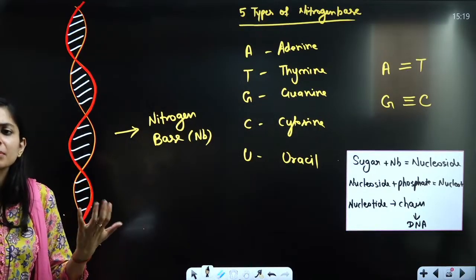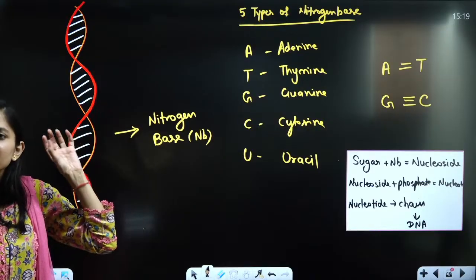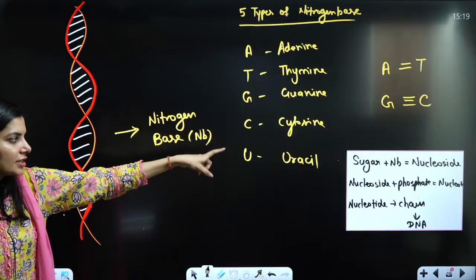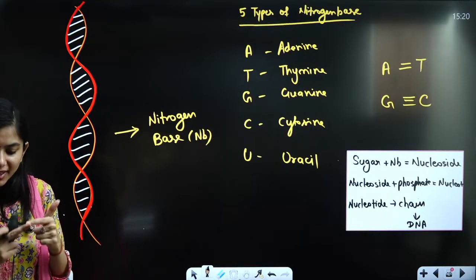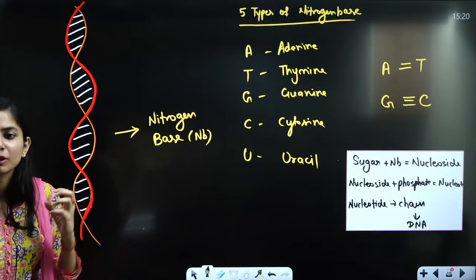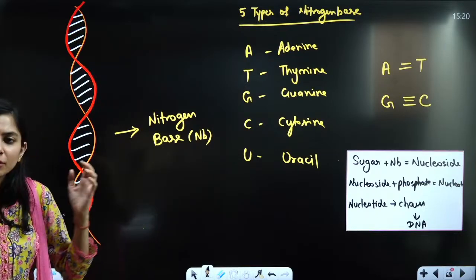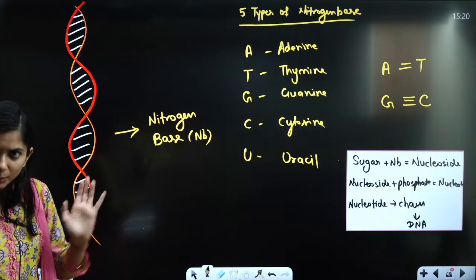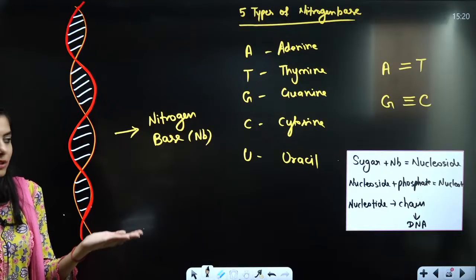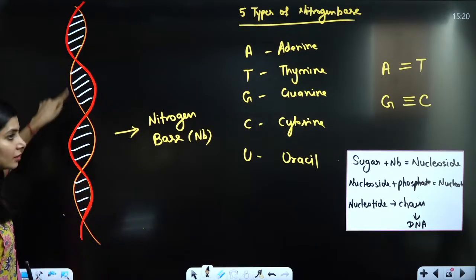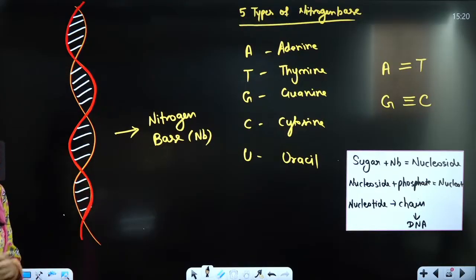I will repeat it multiple times so that it will stick in your memory. So what I am saying, first we take up the sugar. Sugar and the nitrogen base bind together and form what? The nucleoside. Now the nucleoside binds with the phosphate that's there in the body, and with the formation of the nucleoside and the phosphate we have nucleotide. Now a chain of nucleotide creates what? It creates the DNA.